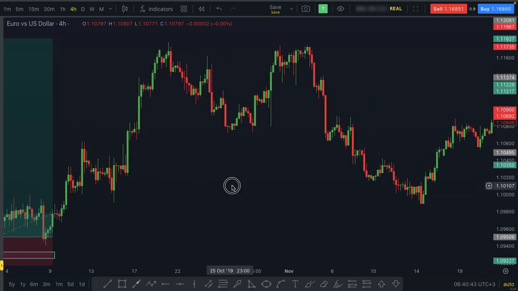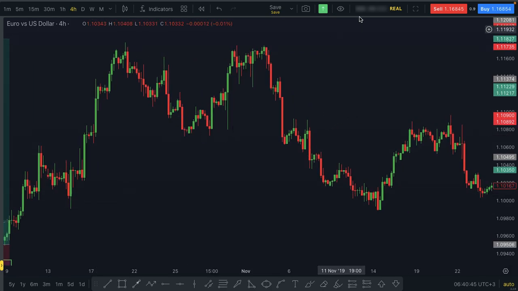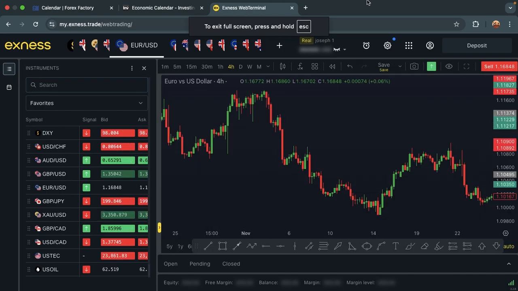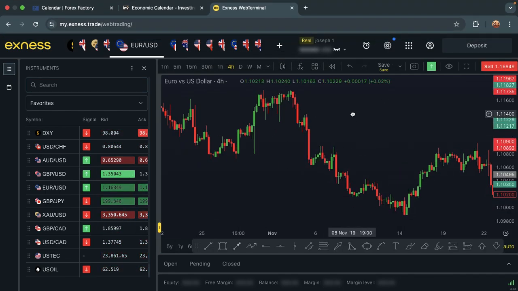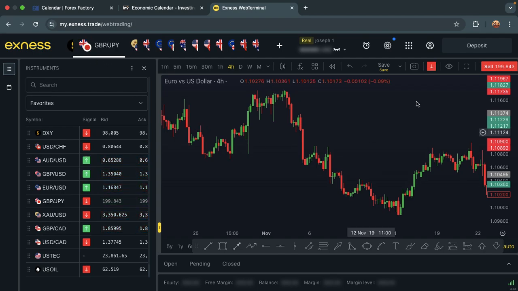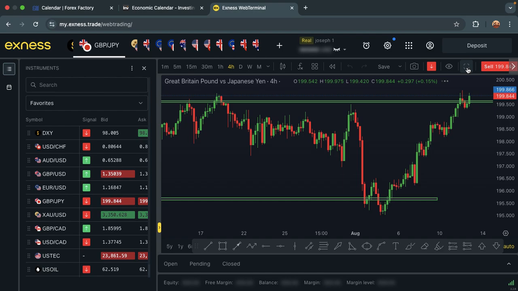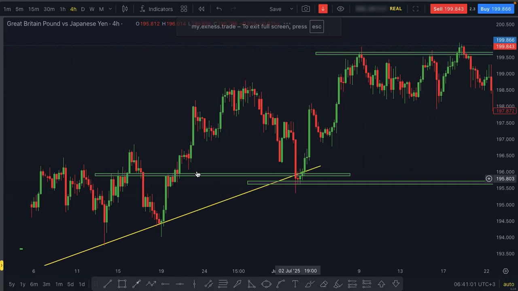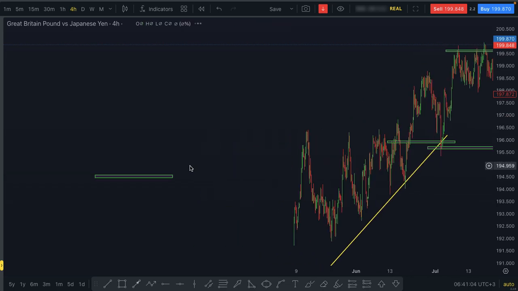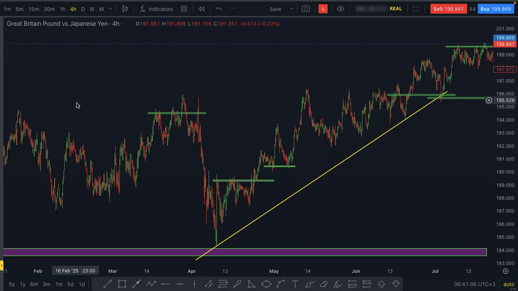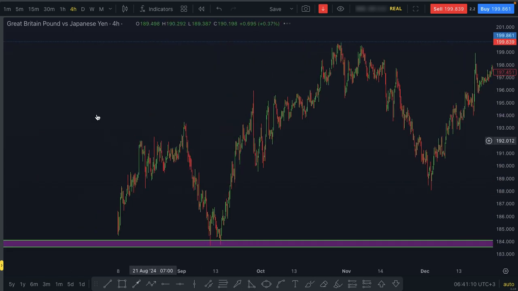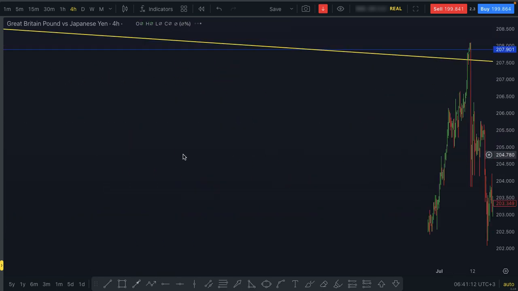So basically, guys, this is what I have for you on Euro US dollar. I still have some time, so let me give you another example on maybe the GJ. Let's first go to the GBP JPY. GBP JPY is also another currency pair that is easier to trade.